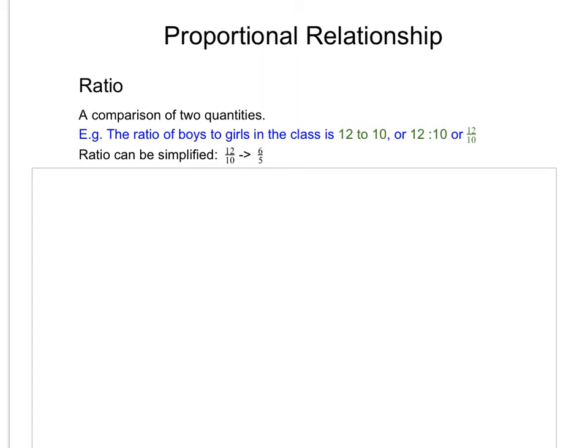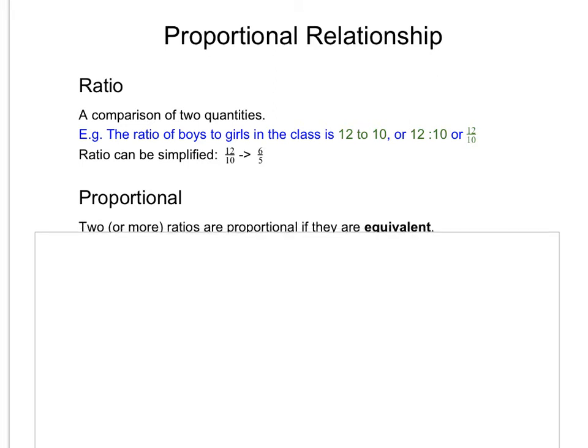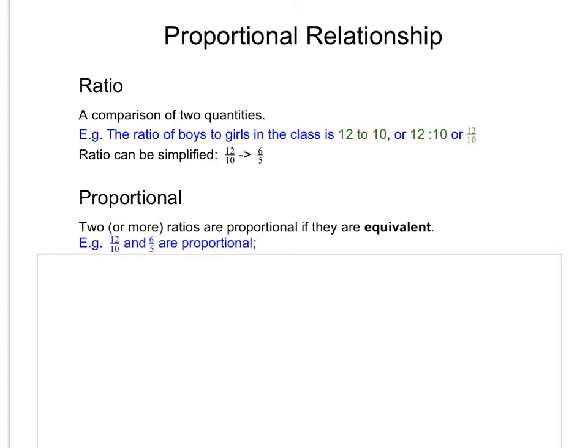The other term that we need to familiarize ourselves with is proportional. Okay? Do you still remember what proportional is? Well, proportional is used to describe ratios. So if I have two or more ratios, I say that they are proportional if they are equivalent. Remember this previous example between 12 over 10 and 6 over 5? These two fractions are equivalent. So these two ratios are proportional.